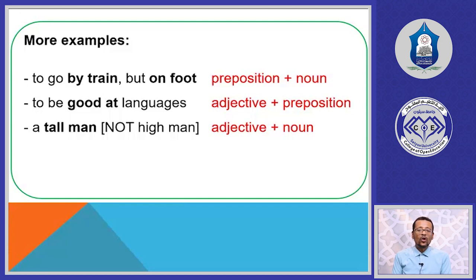We don't say long man. We don't say high man. We say a tall man. So tall is used with the word man. But we don't say high man or long man. So we say a tall building also. We don't say a long building. But for street, we say long road, long street. But we don't say tall street. So certain words come together, and other words are not acceptable. In this case, you need to check the dictionary or hear the collocations as the native speakers use them.